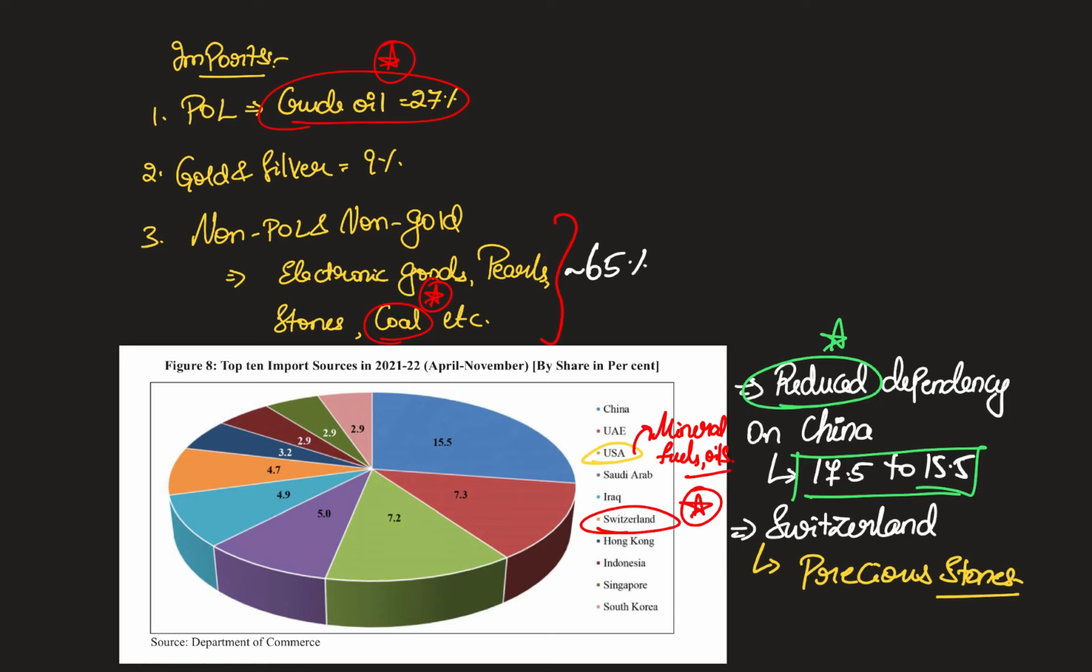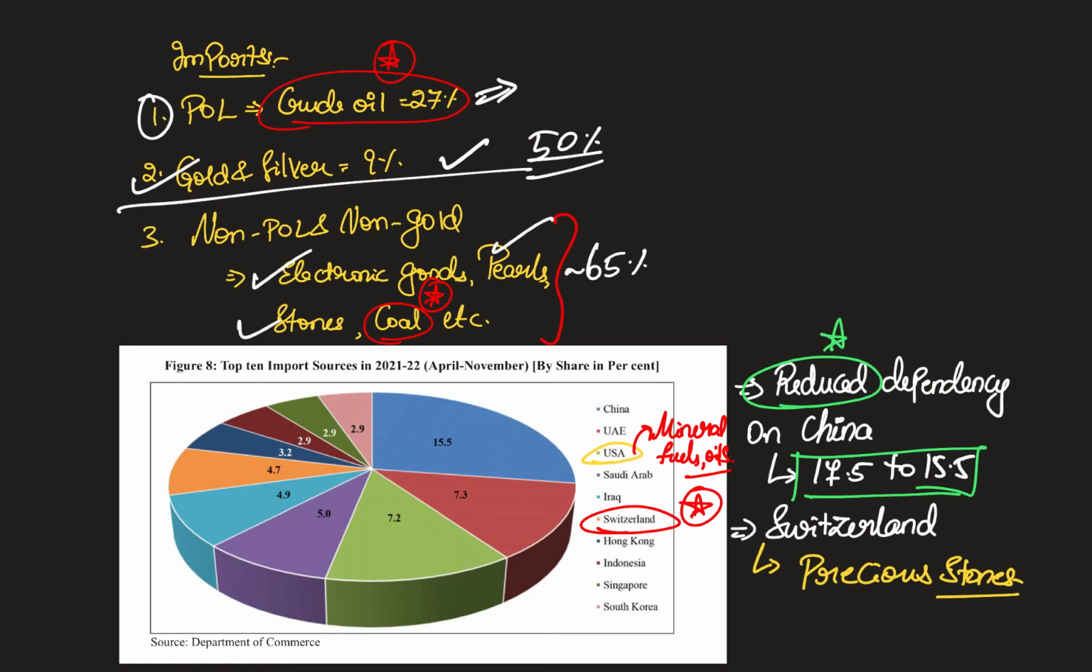Now let's talk about imports. Basically, according to the economic survey classification, POL, that is petroleum, oil and lubricants, or simply put crude oil, constitutes around 27%. Gold and silver, as you can see, the top 10 commodities, almost 50% of the imports in our country. When we're talking about the total value, 9% is the amount from gold and silver, but nearly 50% of the imports of non-POL category is from jewelry, precious stones, etc.